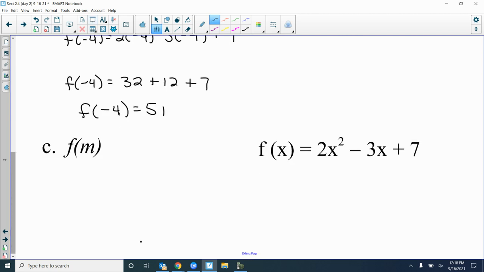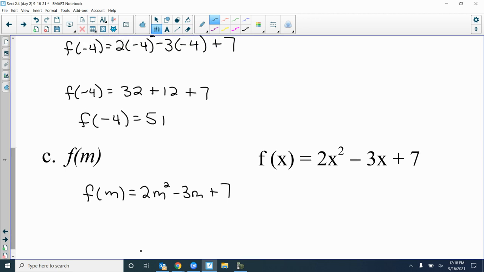F of M. All right, what's the only thing you need to do? Put an M for X. Okay, it's not really hard. F of M equals 2m squared minus 3m plus 7. Nothing else you can do. Doesn't say solve, it just says find F of M. That just means you substitute M in there. Done. Okay, so no, it is not difficult.